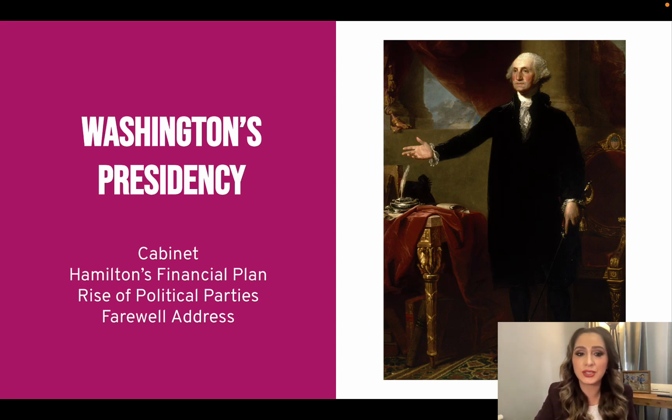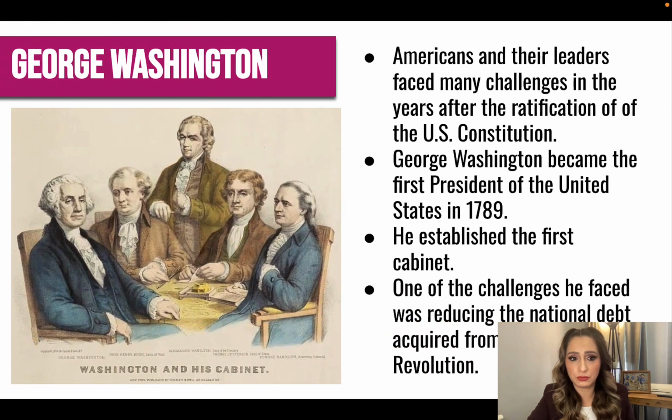So George Washington becomes our first president, and he establishes a lot of precedents, a lot of things that our president today still does because of him. As he started his term in office, one of the things he realized is that there was too much for him to do all by himself. So he created a group of advisors that would help him run the country and make decisions. This became known as a cabinet.